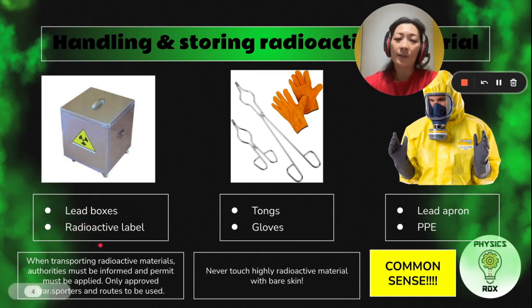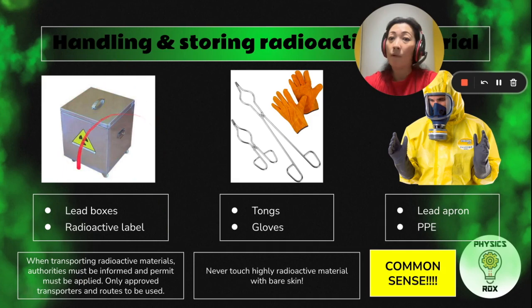Now, if we were to transport radioactive materials, let's say by land or by sea, by road, the authorities must be informed and a permit must be applied for. Only approved transporters and routes are to be used. That means only those that have been trained to be able to handle radioactive material are allowed to handle and transport the radioactive material.